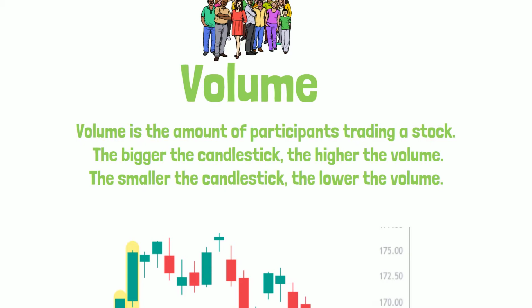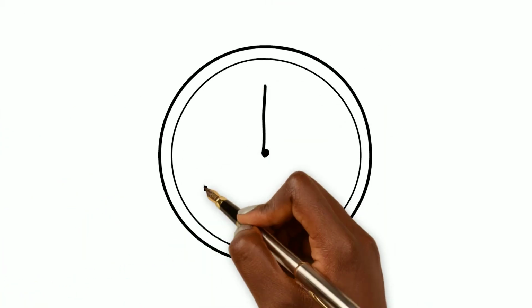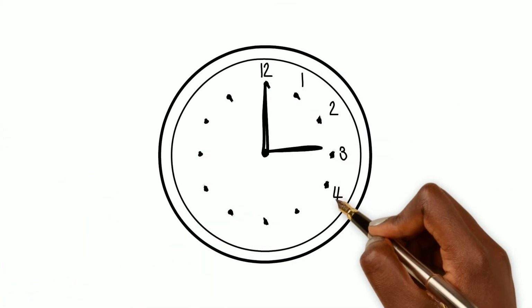So just as an overview, volume is the amount of participants trading a stock. The more participants trading, the higher the volume, which is ideal for traders because the price move will be stronger, leading to higher profits. All right, so we're on a roll. Now let's go to time.